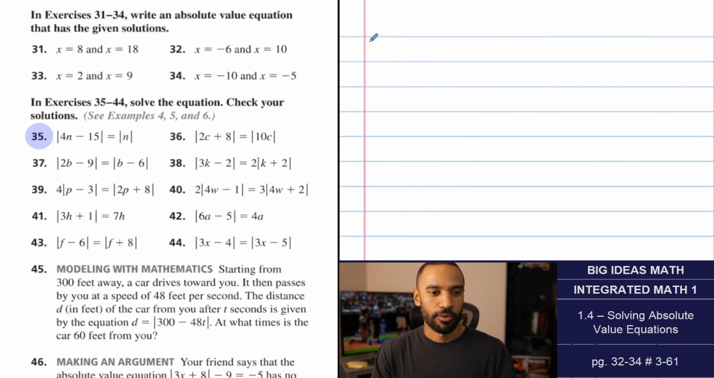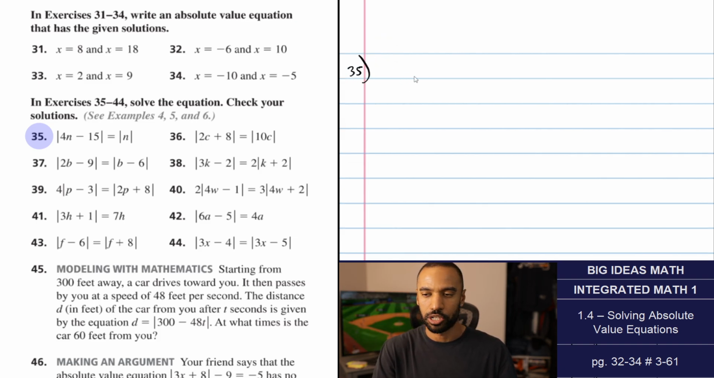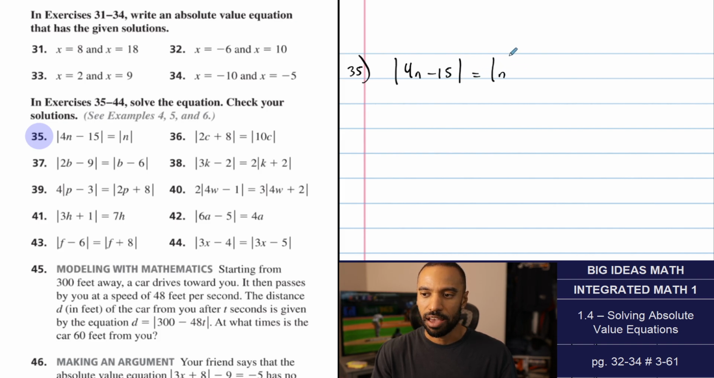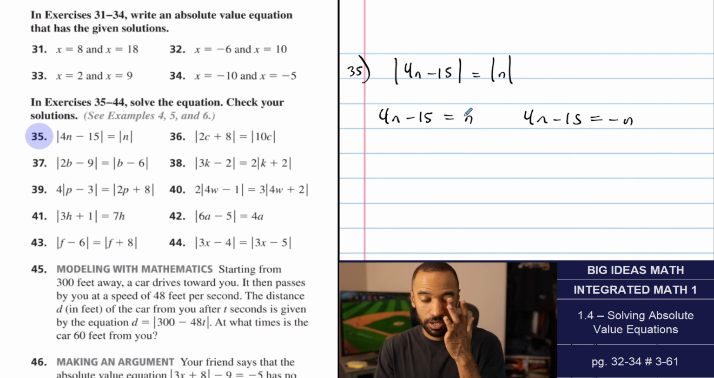Numbers 35 to 44, they ask to solve the equation and check your solutions. This isn't to be on a number line. This is to make sure there's no extraneous solutions and things like that. So we'll give them a shot. Absolute value of 4n minus 15 equals absolute value of n. So we have variables on both sides. If we treat the left side as the thing that we can set equal to the positive and negative version of the other side, we'll be good to go when it comes to solving. So either 4n minus 15 equals positive n, or 4n minus 15 equals negative n.